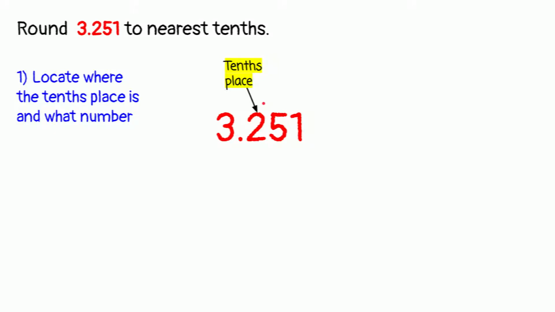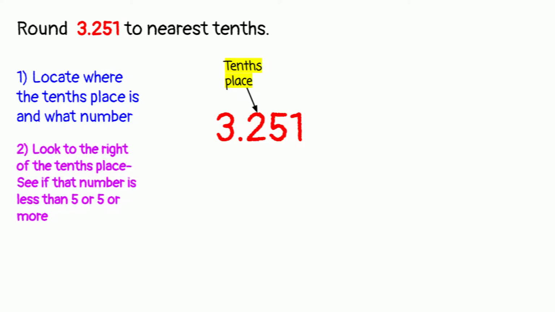So now that we're done with step 1, let's move on to step number 2. Step number 2 is to look to the right of the tens place to see if the number is less than 5 or more than 5. So let's look to the right of the tens place. And definitely it's 5 or more. So let me read that again. Look to the right of the tens place to see if the number is less than 5 or 5 or more. So it's 5 or more.